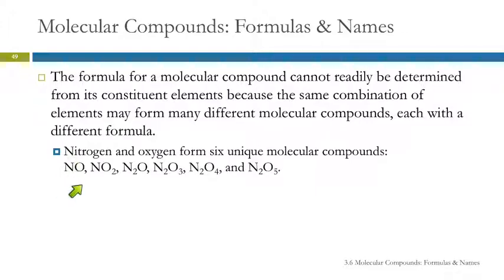But if we're trying to predict how nitrogen and oxygen would go together using the rules for ionic compounds, nitrogen wants to be a -3 ion, oxygen likes to be a -2 ion. How can you add -2 and -3 and get 0? You can't. So that's not going to work. So we have to have a different set of rules for naming these molecular compounds. So these are 6 different combinations of nitrogen and oxygen. We can't just say, oh, it's nitrogen oxide. Which one, right?